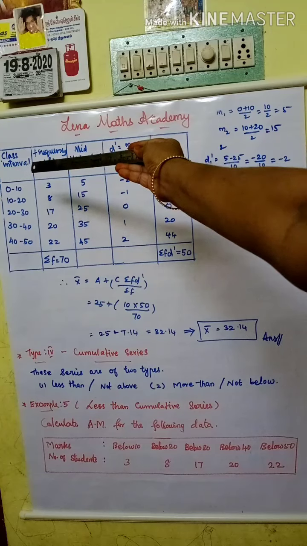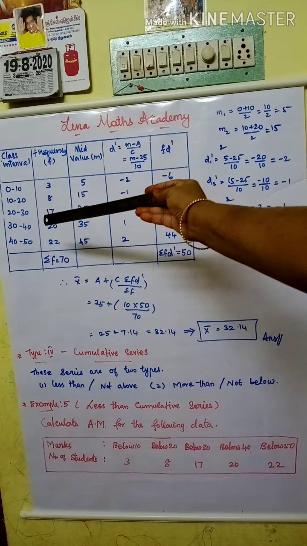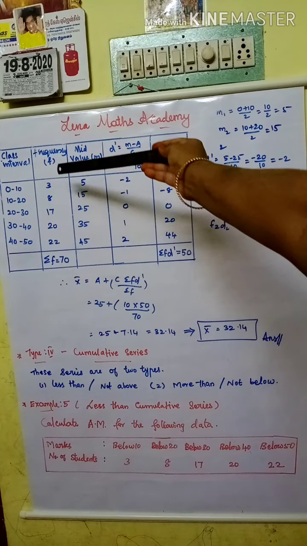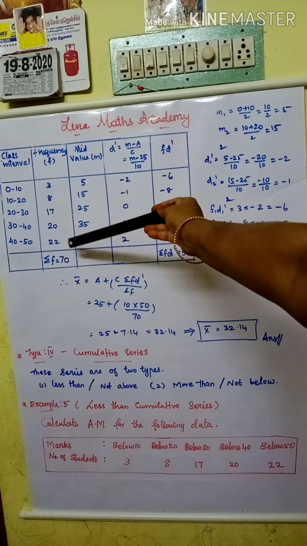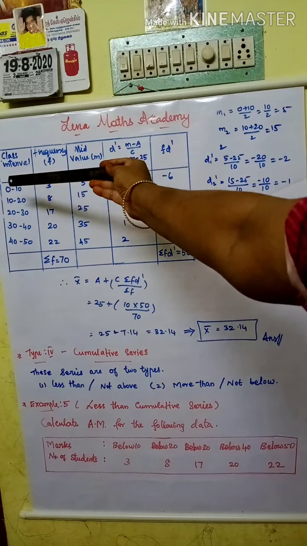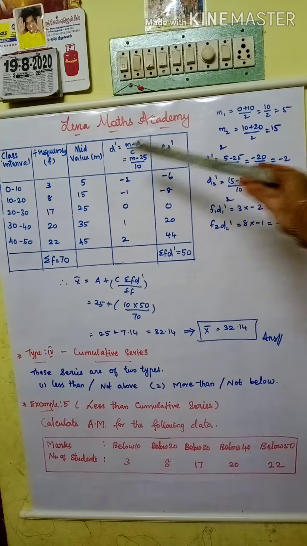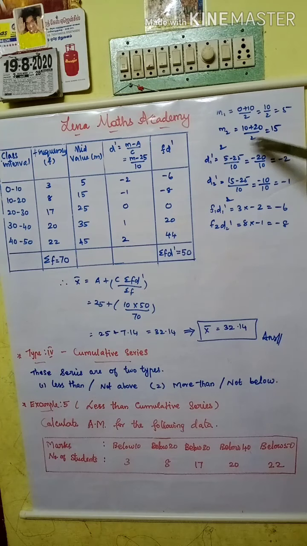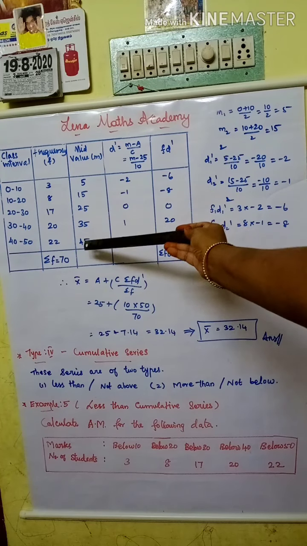Class interval 0 to 10, 10 to 20, 20 to 30, 30 to 40, 40 to 50. Frequency 3, 8, 17, 20, 22. Mid value: 0 plus 10 divided by 2 is 5. 10 plus 20 divided by 2 is 15. Similarly, we get 25, 35, 45.